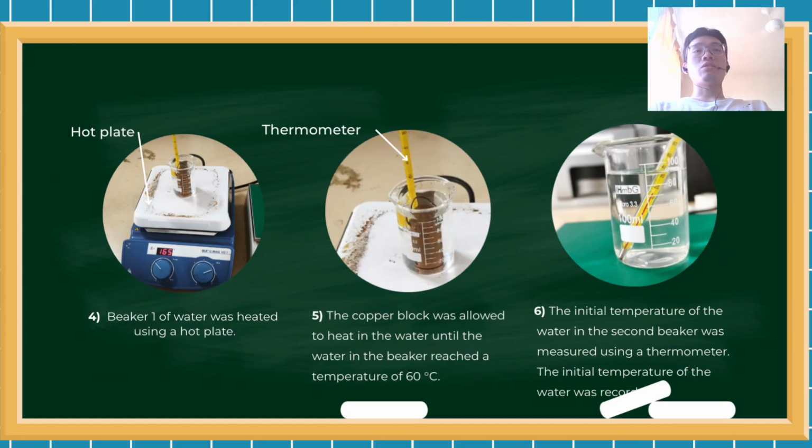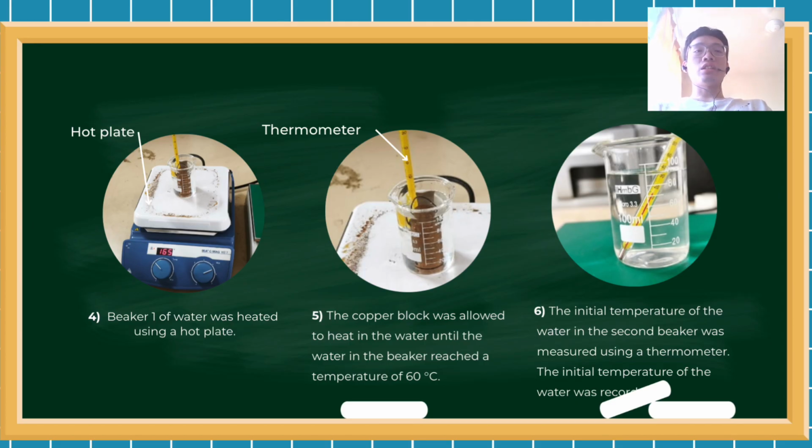And four, the bigger beaker of water was heated using the hot plate. Next, the copper block was allowed to heat in the water until the water in the beaker reached a temperature of 60 degrees Celsius. Next, the initial temperature of the water in the second beaker was measured using the thermometer, and the initial temperature of the water was also recorded in table 1.